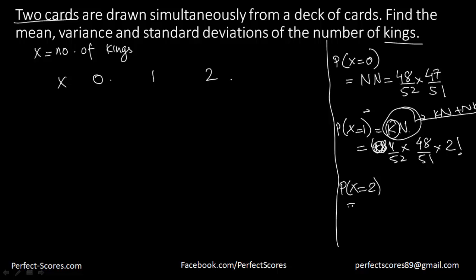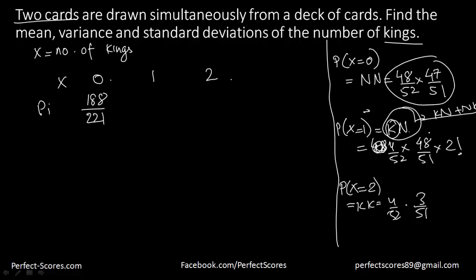The next thing is both coming out to be kings, which is going to be 4 by 52 into 3 by 51. So what's the probability of the respective variables? The probability of X equals 0, if I calculate that, comes down to 188 by 221. This one, if you calculate, is going to be 32 by 221, and this one is going to be 1 by 221. I'm just sparing you the calculation.